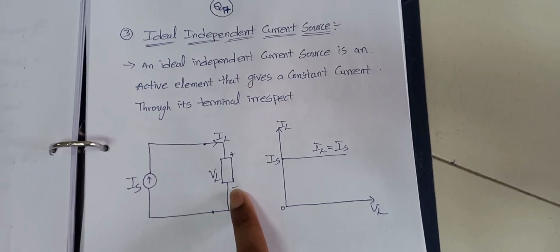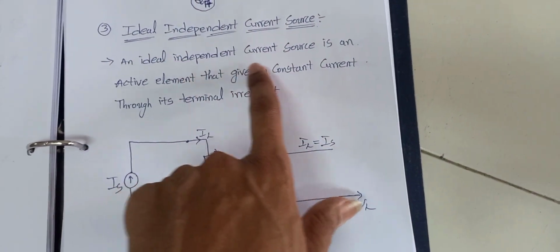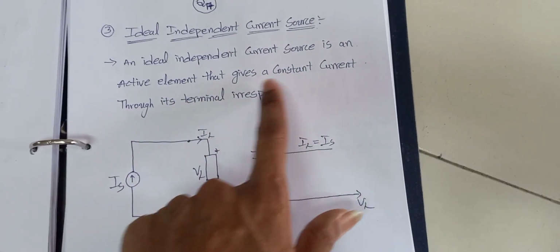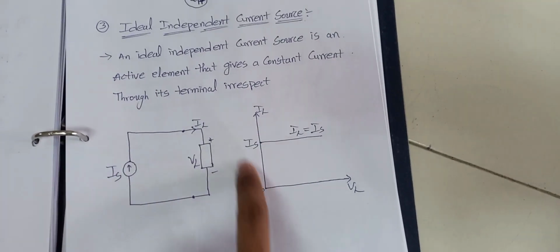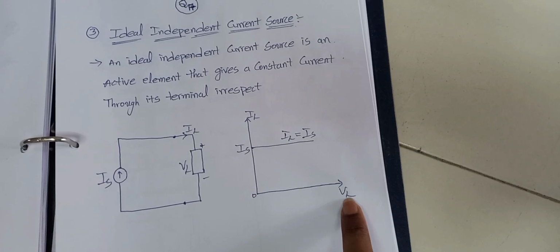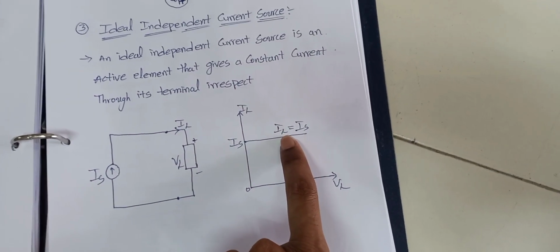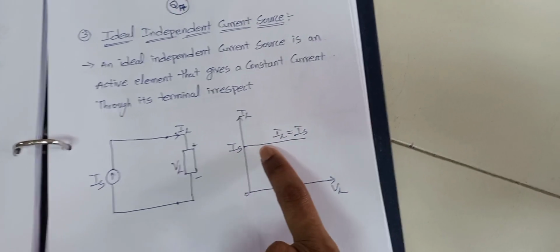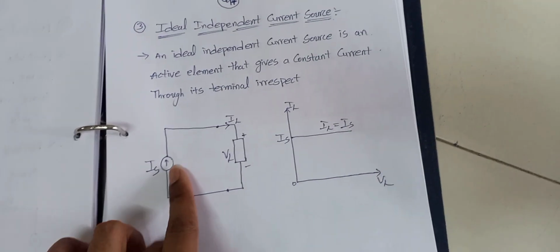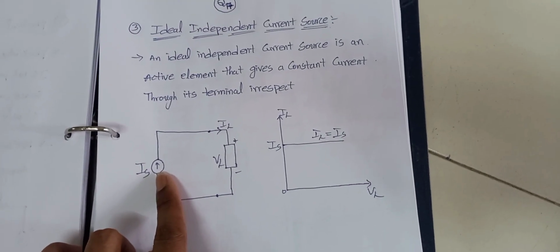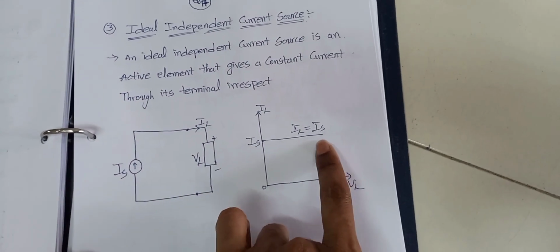We get the same current at the load end also. So remember, whatever independent current source we are taking, that same current we are getting at the load end. That's why here also I have drawn this diagram for the VI characteristics, VL and IL. So IS is directly equal to IL. There are no losses according to the theoretical explanation. So that's why we get the source current equal to the load current.